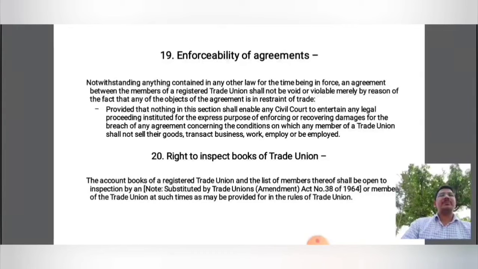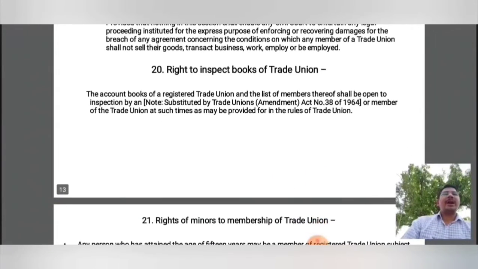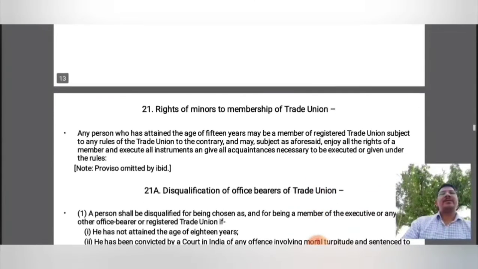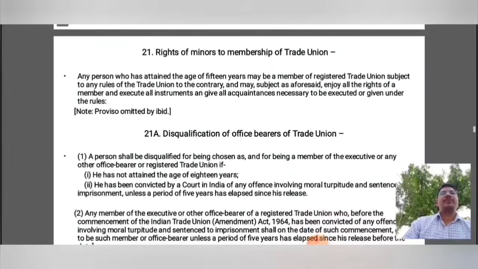Rights to inspect books of the trade union. What are the points which are covered under this particular point? The account books of a registered trade union and the list of members thereof shall be open to inspection by a member of the trade union, as amended by Act number 38 of 1964, at such times as may be provided for in the rules of the trade union.